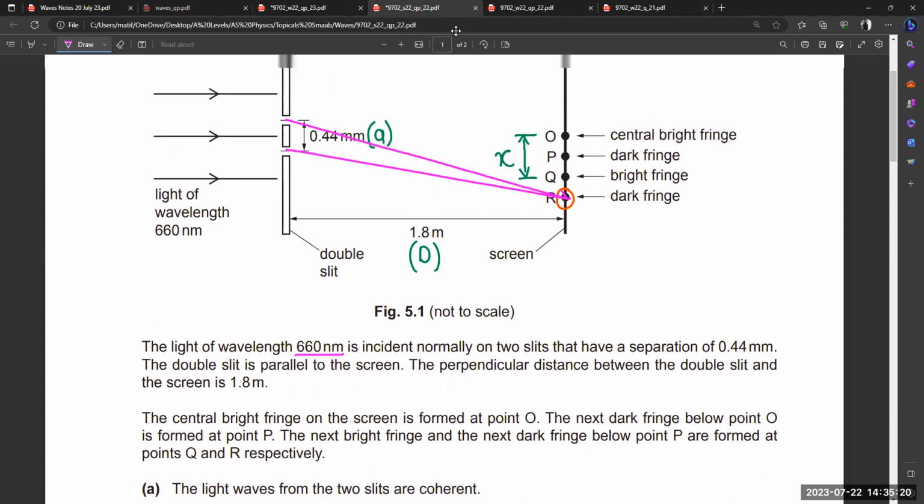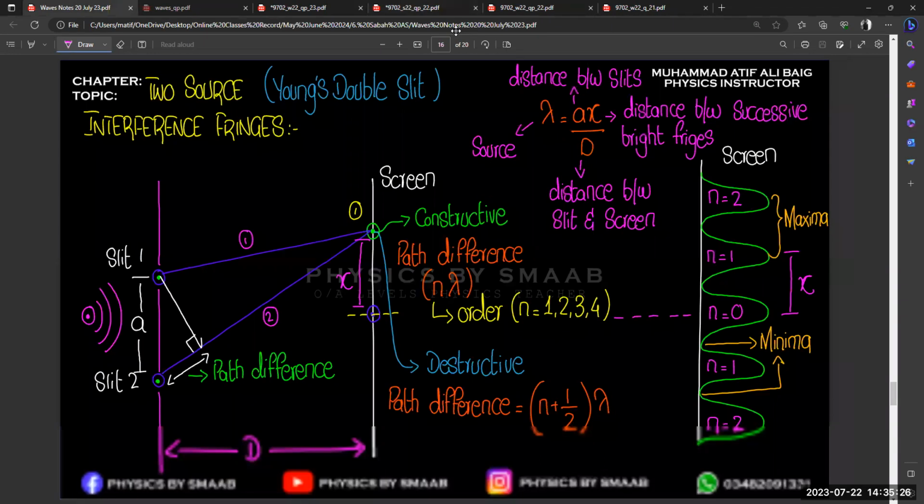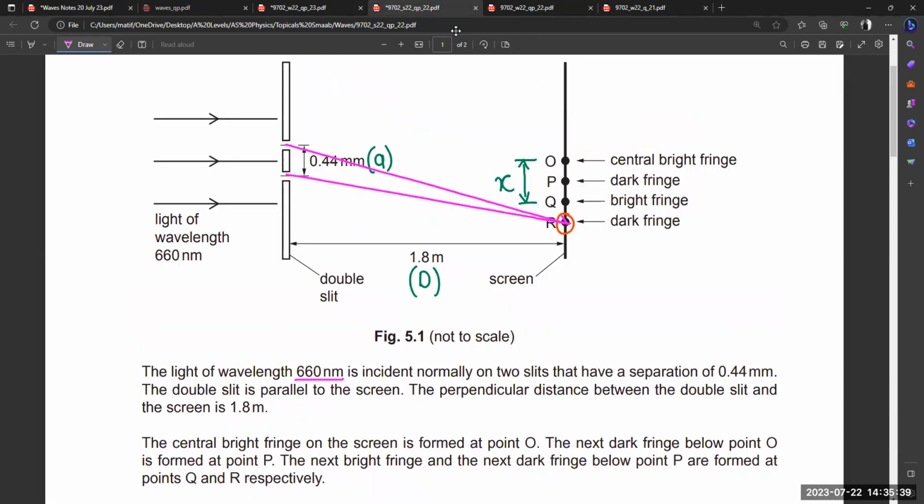And actually I wrote the formula for the bright fringe. If you remember that formula, for the bright fringe, for constructive interference, we use the formula n lambda, right? But in the diagram, you observe that it was written as the dark fringe, this one, right? So our first bright fringe will be over here. After the dark fringe, we again get the same bright fringe, right?